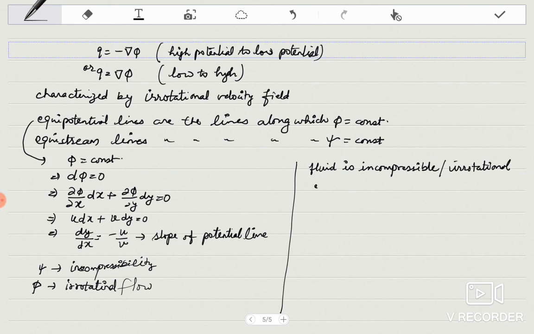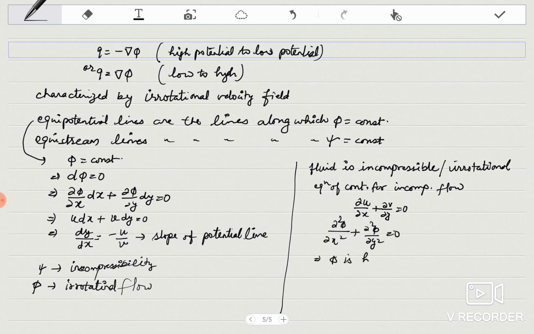Then we know that the equation of continuity for incompressible flow is ∂u/∂x + ∂v/∂y = 0. Now put u and v in terms of phi. We get ∂²φ/∂x² + ∂²φ/∂y² = 0. This implies phi is a harmonic function.